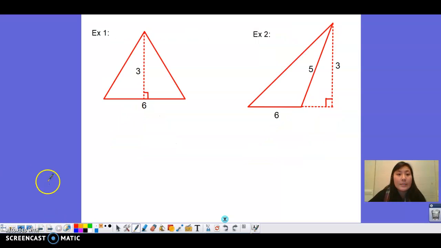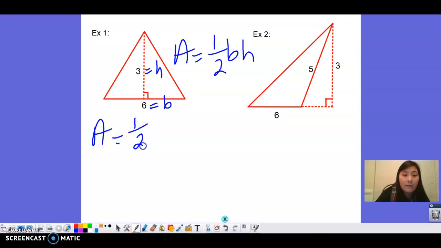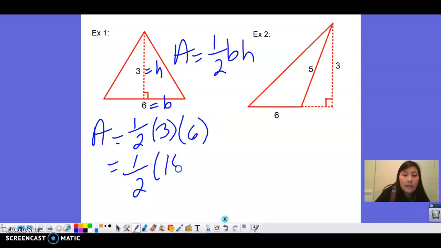So some examples here. So the 6 down here is going to be our base, and the 3 is going to be our height. So again, our area is going to be 1/2 times base times height. So my area over here is going to be 1/2 times 3 times 6. So that's going to be 1/2 of 18, which gives us 9.